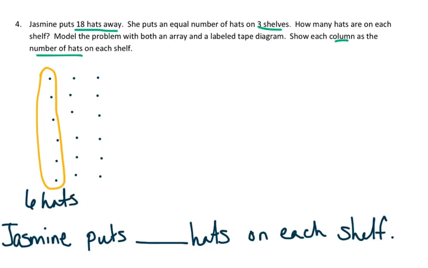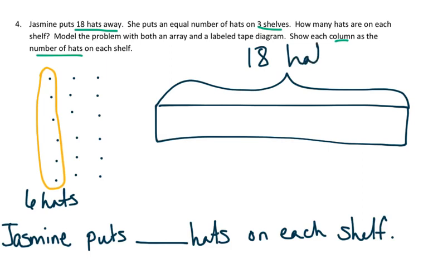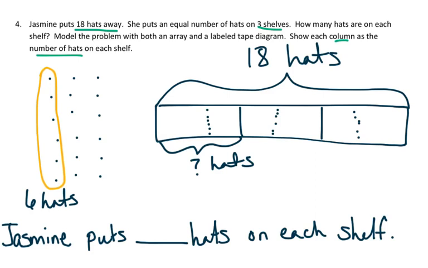Okay, that would be our array, and then our tape diagram looks like this. The whole tape is 18 hats, and then we know that there's 3 shelves, and we want to find out how many hats in one shelf. So just like before, we can go ahead and put a dot representing a hat until we get to 18. Okay, and our answer for that would be 6. We have 6 hats on each shelf.